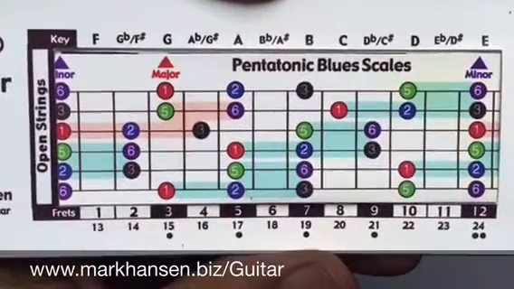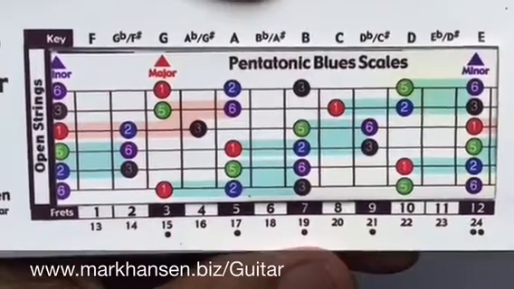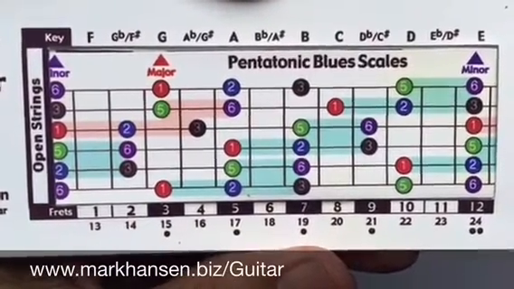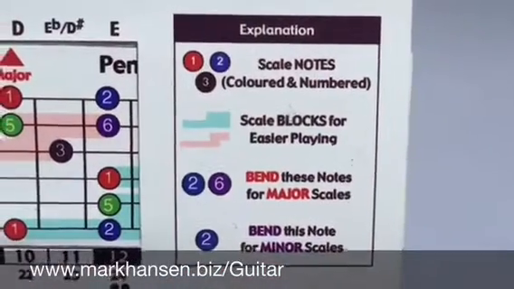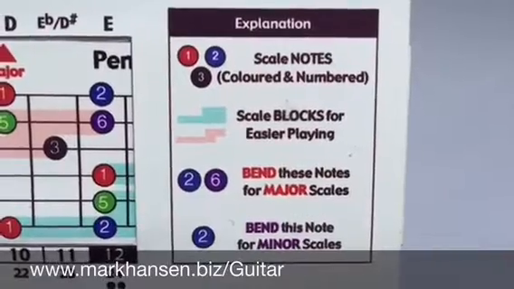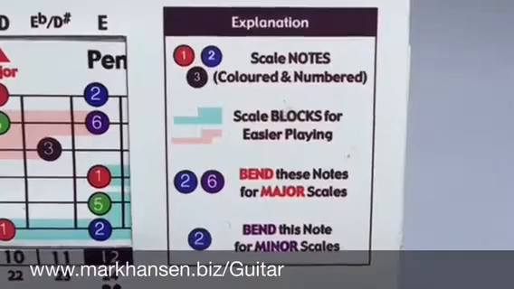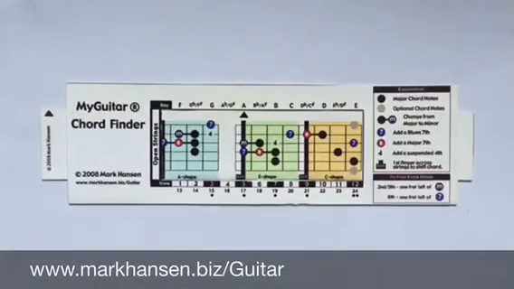There are fret numbers at the bottom from 1 to 12 and 13 to 24, and keys at the top. The explanation panel on the right shows this, as well as notes you can bend in major and minor scales to add extra effect. Now let's look at the chord finder in more detail.